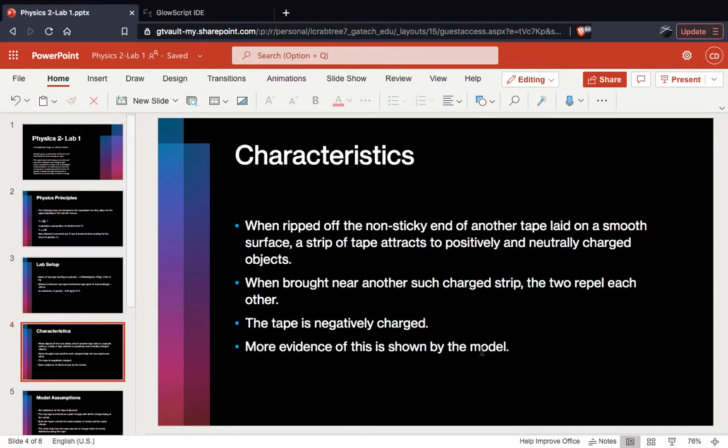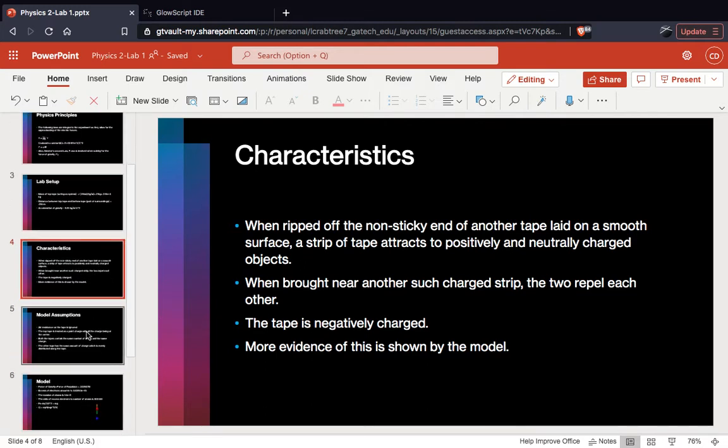And so the characteristic of this whole lab is that when ripped off the non-sticky end of another tape laid on a smooth surface, a strip of tape attracts positively and neutrally charged objects. When brought near another such charged strip, the two repel each other. So this means that both the tapes are negatively charged, and like charges repel each other. And so the model depicts more on this.